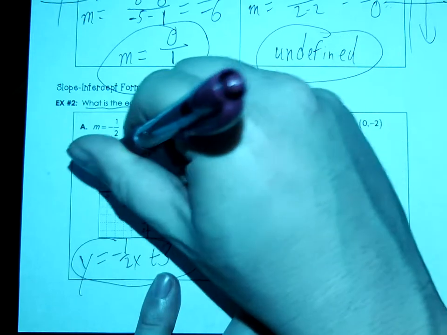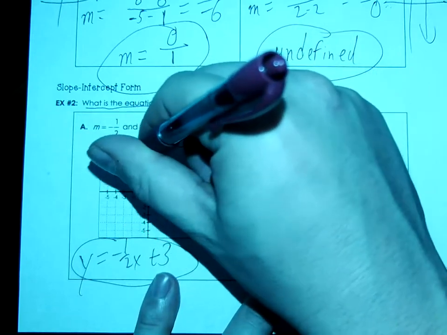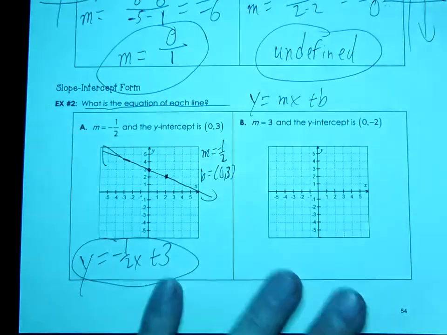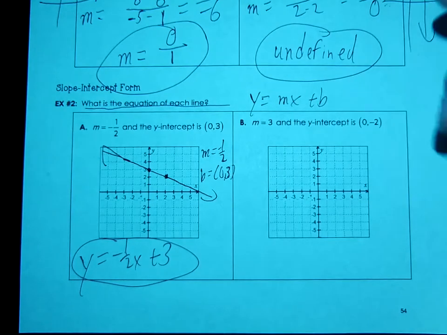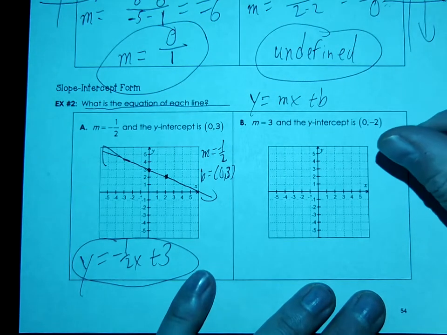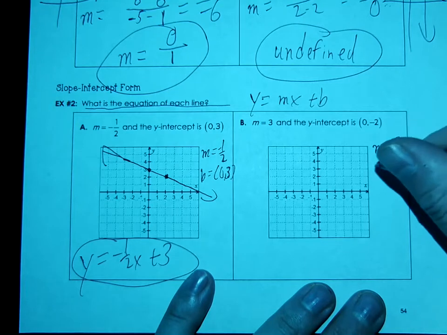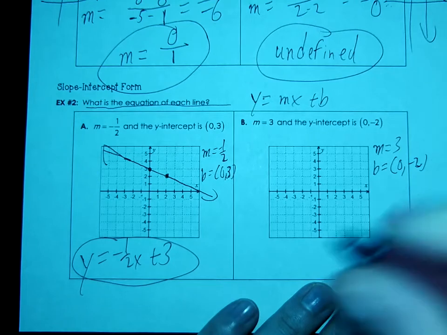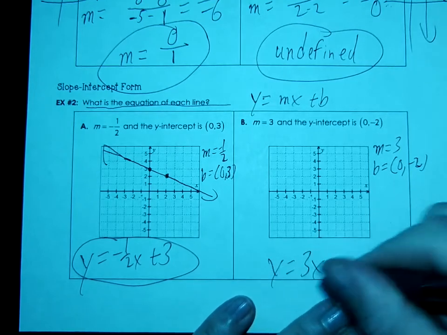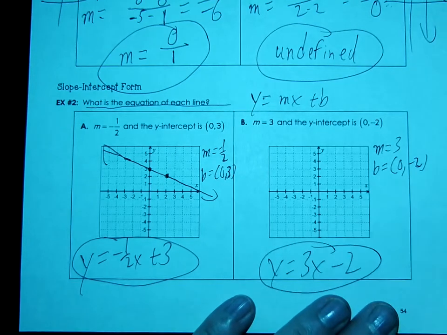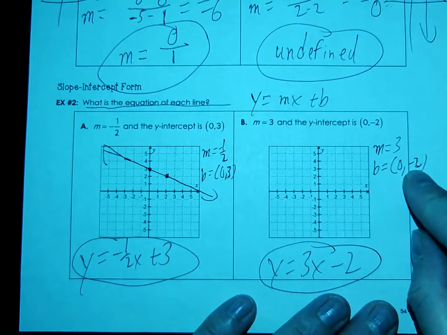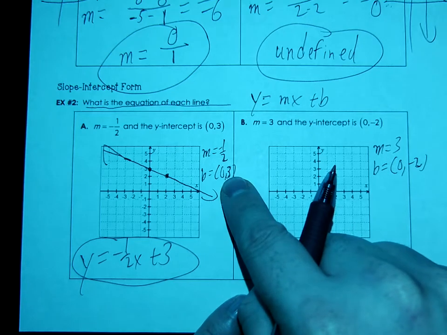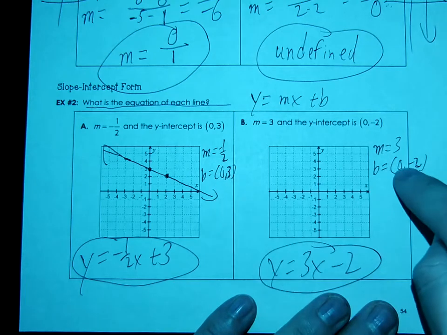Now I'll be specific on a test if I want you to graph. I won't make it kind of open-ended like this where it looks like I want you to graph, but I want you to write the equation as well. So if I want you to graph, I'll be more specific than that. Same thing on this one. m is 3. The y-intercept is at 0, negative 2. So we have y is equal to 3x minus 2. Again, this is the part that you use for your y-intercept, the second number, the y value, because the x on a y-intercept is always nothing.